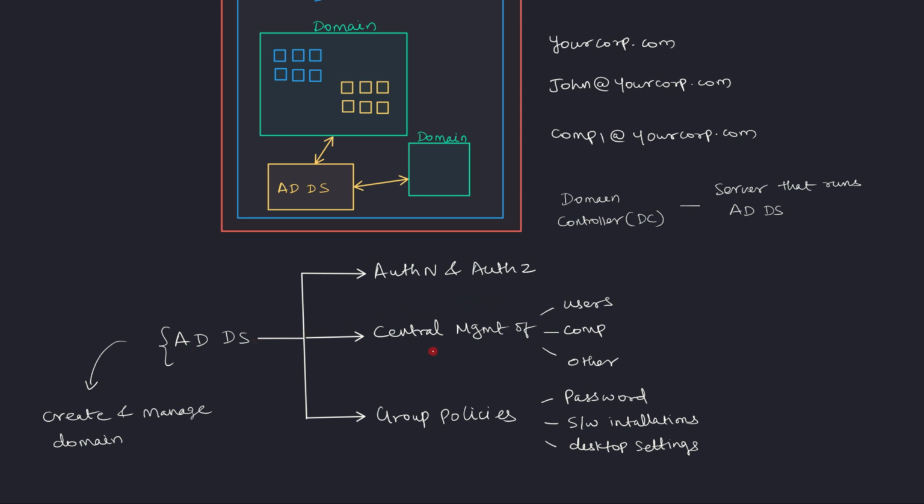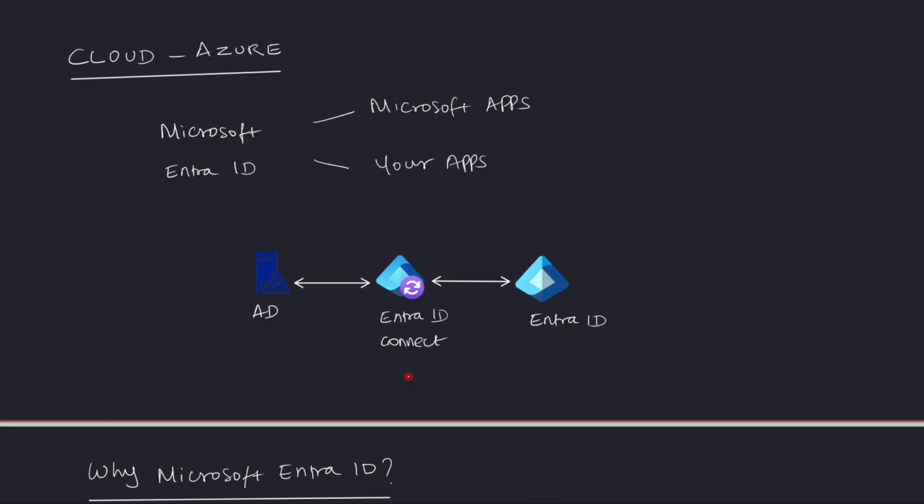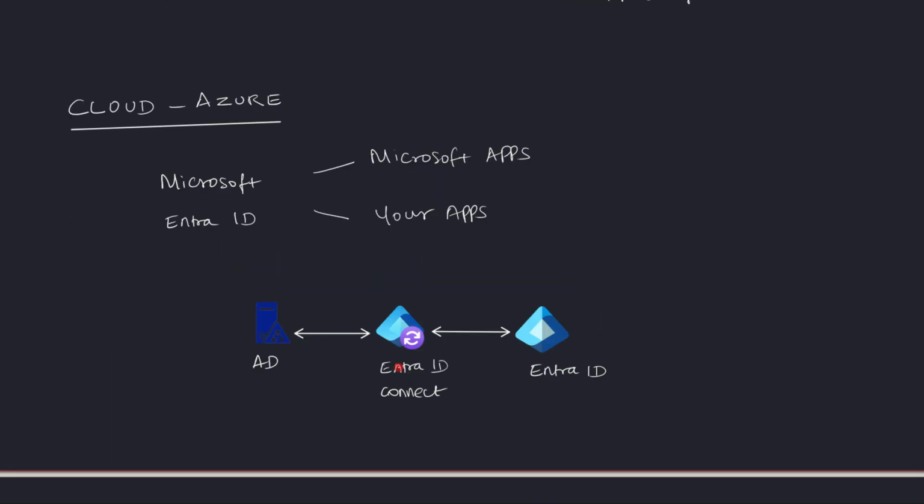In addition to that, with Active Directory Domain Service, you'll be able to centrally manage users, computers, and other devices. You can apply group policies, like password policies, what software can and cannot be installed, and other desktop settings. All these kinds of policies are called group policies, and these can be defined and applied at a domain level using Active Directory Domain Service.